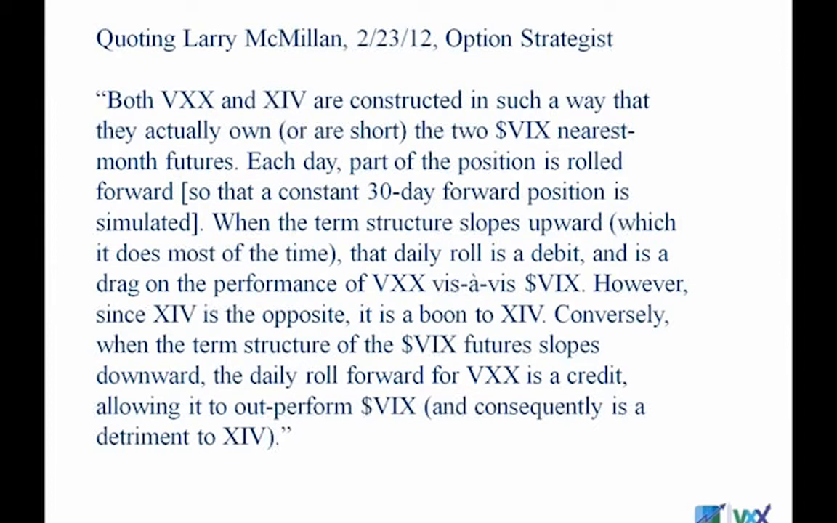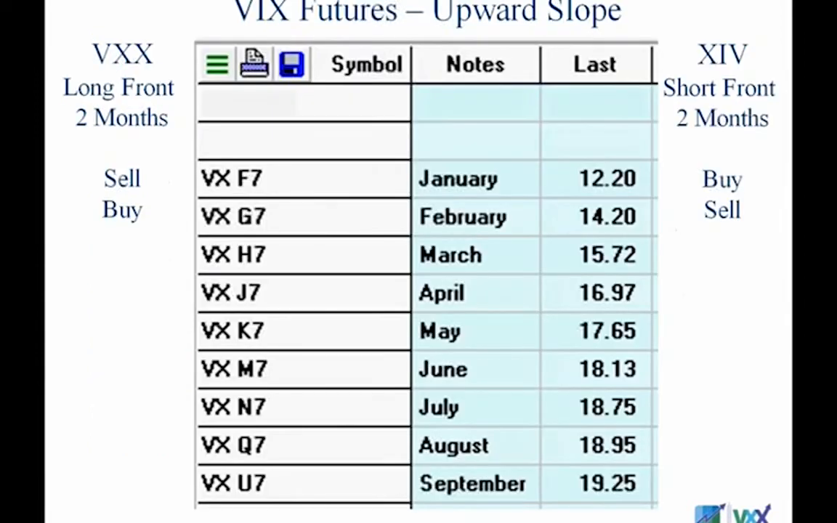Conversely, when the term structure slopes downward, like in a bear market, what I just explained, the daily roll forward for the VXX is a credit, allowing it to outperform the VIX. Okay, and consequently it is a detriment to the XIV. Let me show you an example of this.